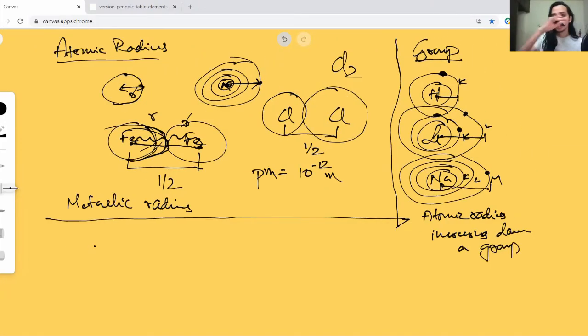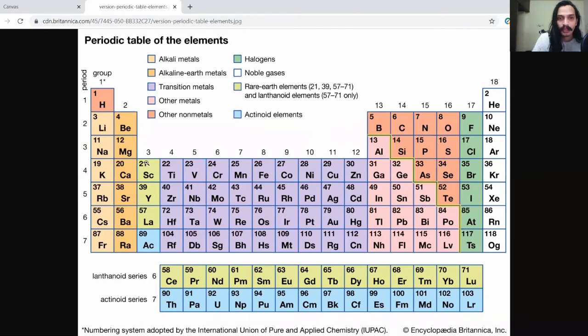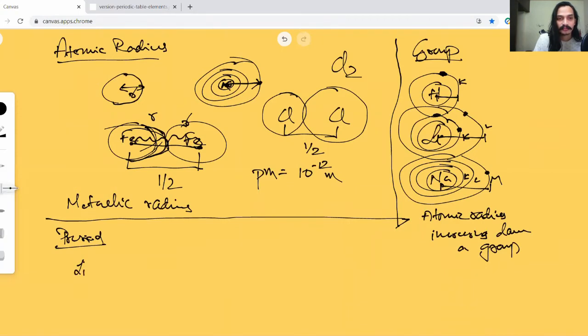Let's move ahead to across a period from left to right. Let's look at a few elements here again. Let's take again lithium, as an example. Lithium has two shells, like we know over here. We have lithium, kind of like this, right? Two shells, one electron in the outermost.